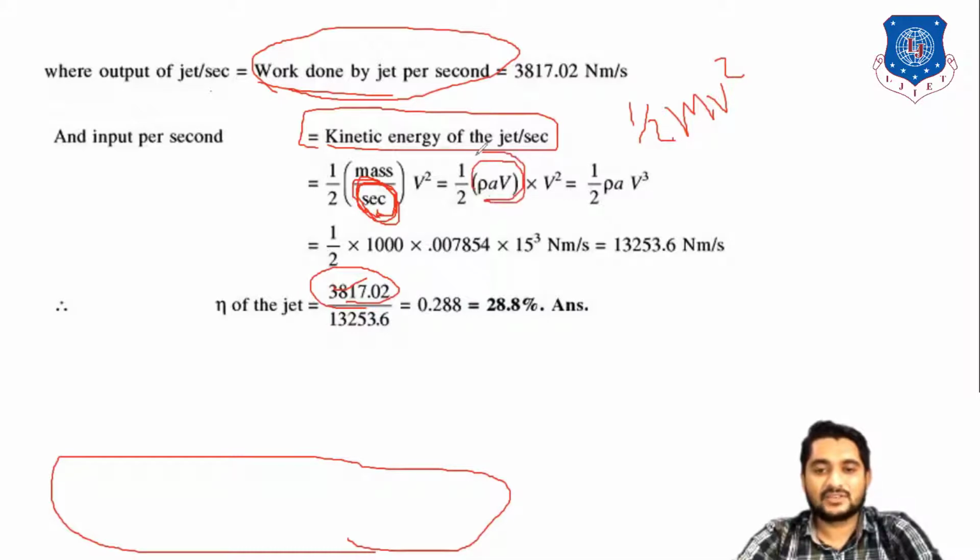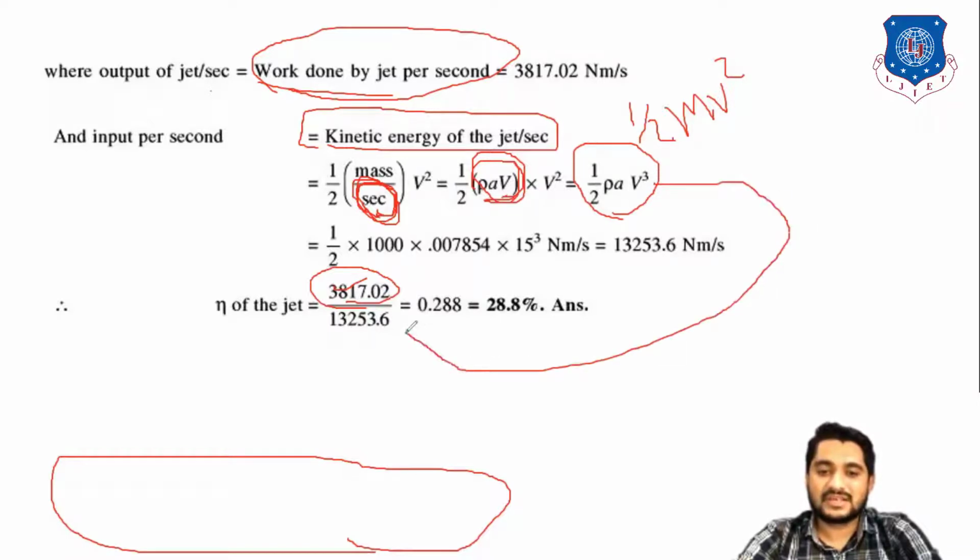So mass flow rate is equal to rho a v into v square. Here in flow rate, we have to take velocity of jet because it is in terms of jet velocity. So the final equation of input will be 1/2 rho a v cube. So you have to put this as an input, 1/2, rho as 1,000. Area is already known. Velocity, that means 15, velocity of jet. That means input as 13253.6. That means efficiency is 28.8 percentage, right?